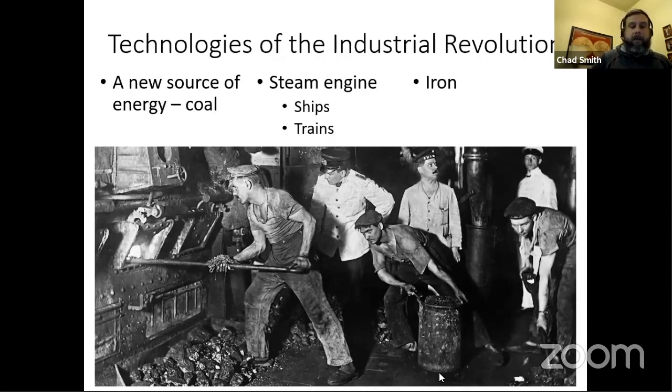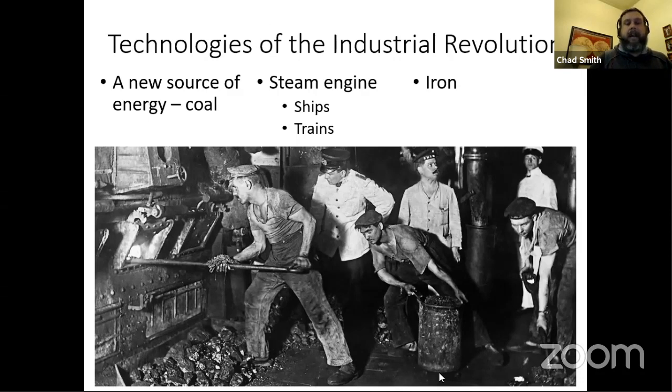Coal is an example of what we call a fossil fuel. There's a whole bunch of it in the ground. And as we looked at before, a lot of it was in Europe. So coal is used in order to create steam, and steam is used in order to make different functions of something move, and that movement can create something like an engine.